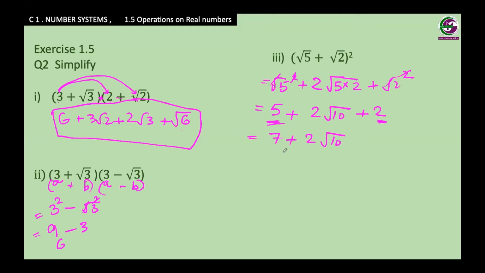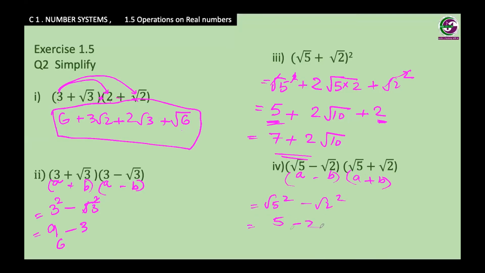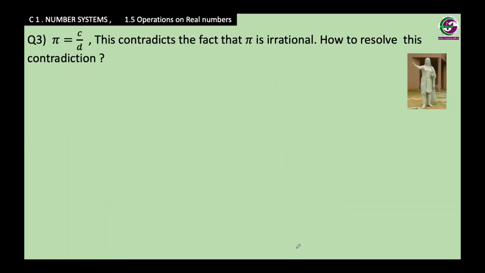Is it okay? Perfect. Now let's see the next question. Have you noticed that they are A and B? This is A minus B. Again, A plus B, A minus B, A plus B is A square minus B square, which is 5 minus 2, which is 3. Perfect, right? Let's move on.